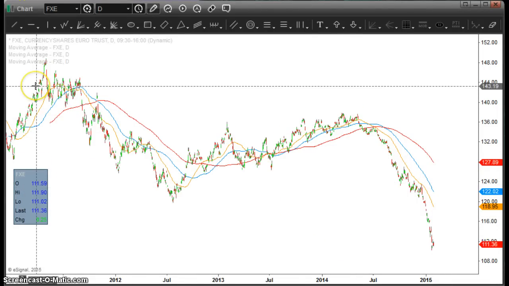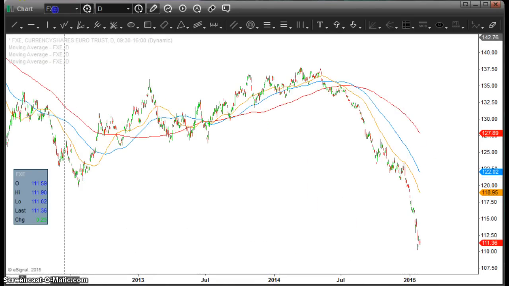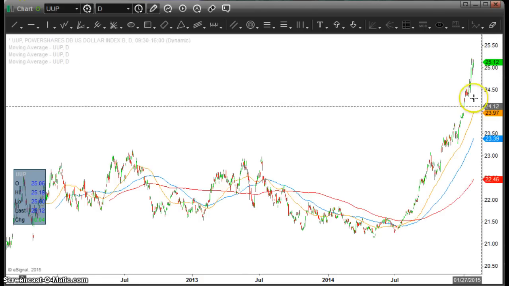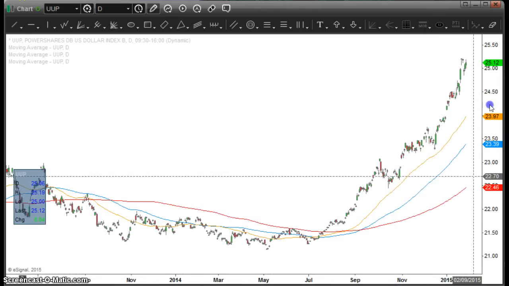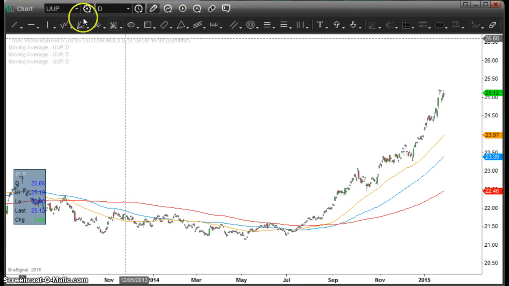So FXE, again, this is just the euro currency, and you can see this is an absolute nosedive. The dollar index, the opposite. So at some point, I suspect this will be a bit of a headwind towards equity markets. It hasn't been so far. Again, it speaks towards the resiliency of equities we have seen.